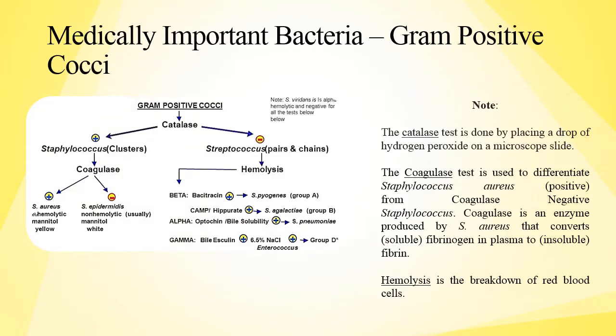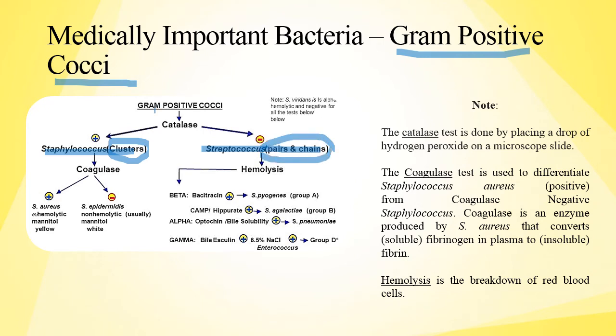Okay, we are done with the gram-positive bacilli. Let's move on to the gram-positive cocci. The gram-positive cocci can be divided into Staphylococcus and Streptococcus. As we learned in the previous lectures, Staphylococcus present as clusters. If they're Streptococcus, they present as pairs or chains.